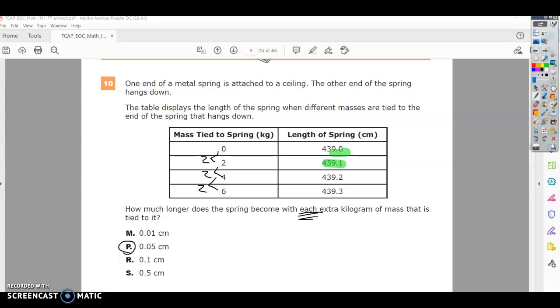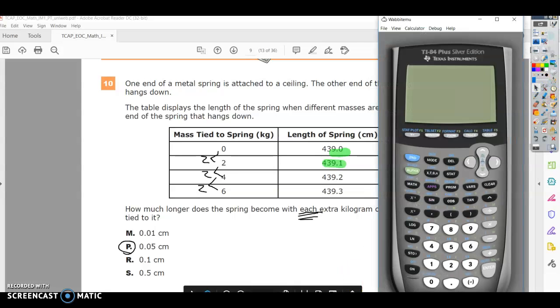If you want to check yourself, or you're not sure how to do that in your head because it's a decimal, all you have to do is look at your calculator and type in 0.1 and divide that by 2. And that's going to give you 0.05. The reason we do that is because we're looking for each kilogram, and this is giving you 2 kilograms. So from here to here is a difference of 2 kilograms.